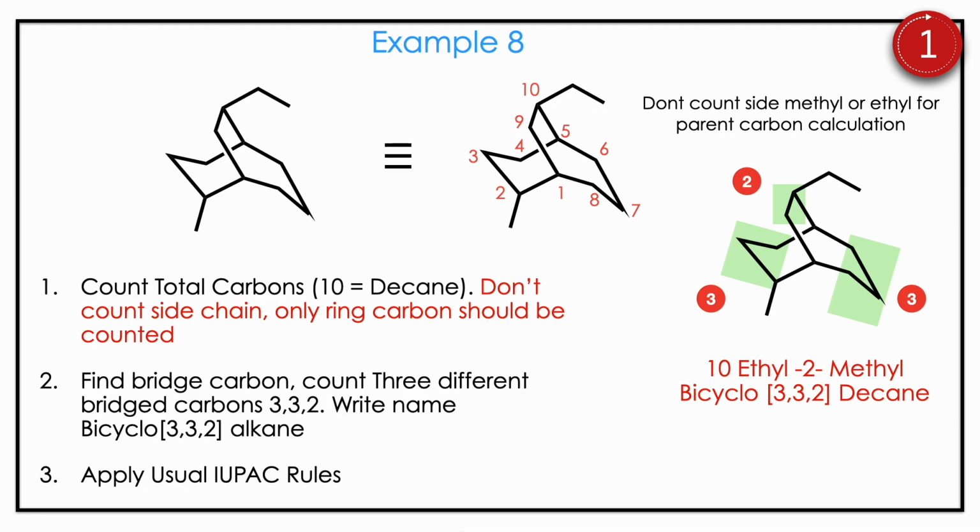If you look at the bridge, it has a 3, 3, 2 system, 3, 3 carbons on the sides and 2 on the bridge, and methyl and ethyl are there. Ethyl is at the 10th position, methyl at the 2nd position. So the name will be 10-ethyl-2-methylbicyclo 3,3,2 decane.